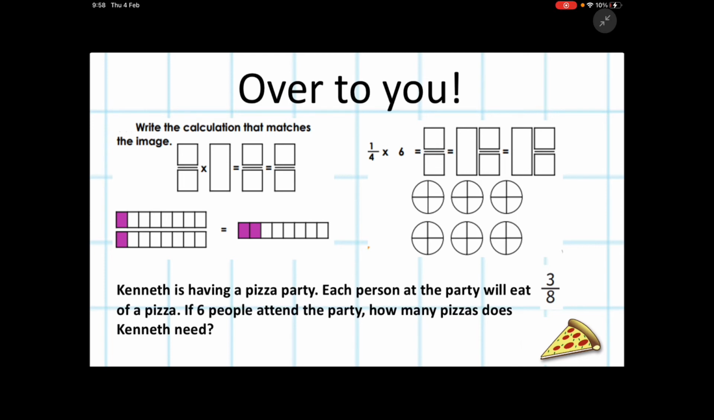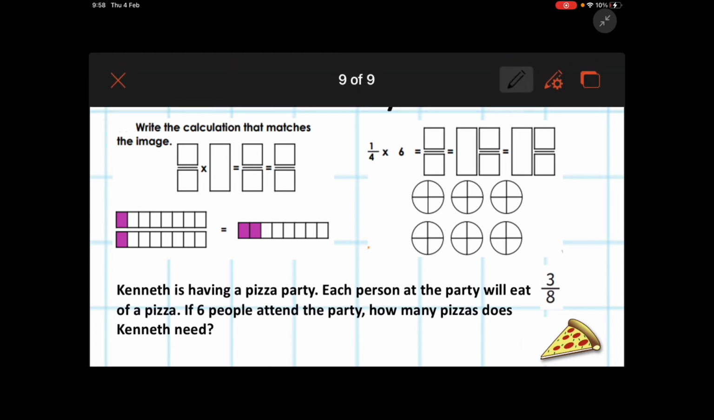Okay, write the calculation that matches the image. Now we have practiced one very similar to this. So the first thing you do is you go ahead and find out what the denominator is. How many parts is the whole split up into? 1, 2, 3, 4, 5, 6, 7, 8. We have a denominator of 8. And I can see that 1 part of 8 is coloured in. And there are 2 of them.